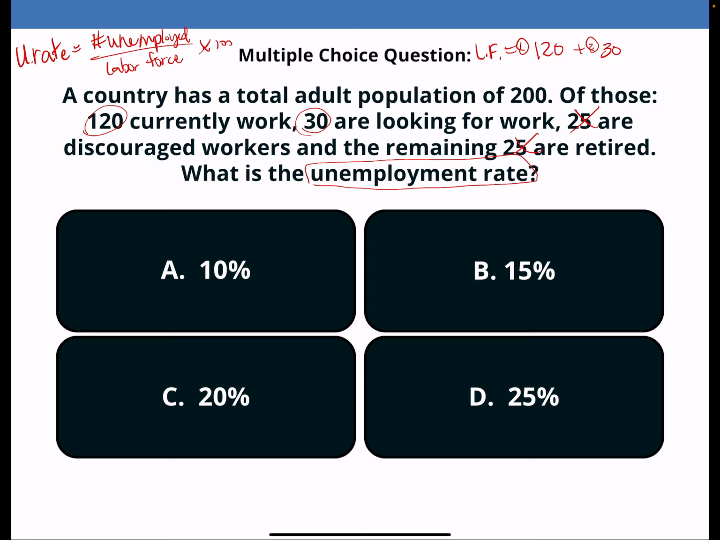So my labor force here is 150. My number of unemployed then is this 30. So I plug in and I'll say 30 divided by 150 times 100 to get me to a percentage. And the answer here is 20%.